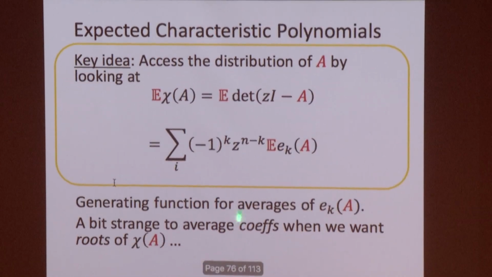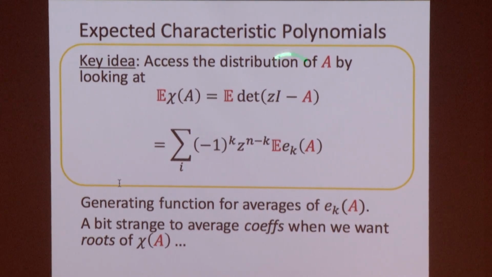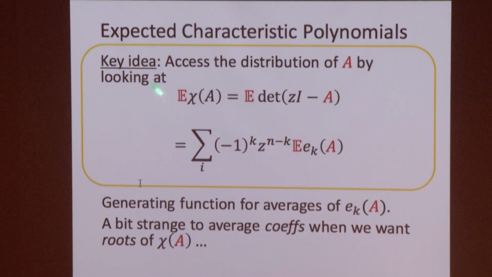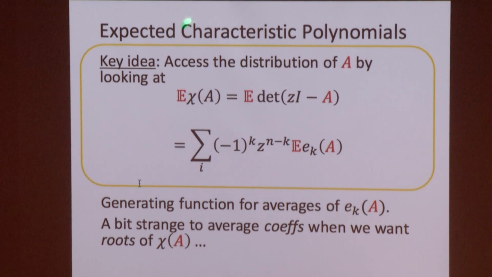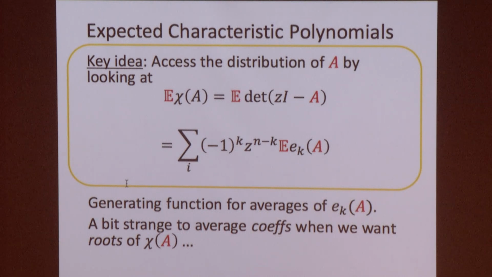Okay, so the main idea is to access a random matrix in a different way. So we're interested in A, and the eigenvalues of A are the roots of the characteristic polynomial. So the idea is to look at the distribution of A by looking at the expected characteristic polynomial of A. Okay, so you literally just, for every A you get a polynomial, it has coefficients which are elementary symmetric functions of the eigenvalues, and you just average them. So you get this one polynomial of degree n. And you can think of this as some sort of a generating function for averages of the elementary symmetric functions of the eigenvalues. That's the data that's contained in this polynomial.